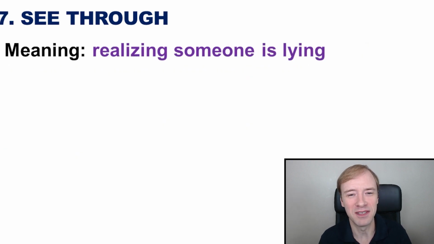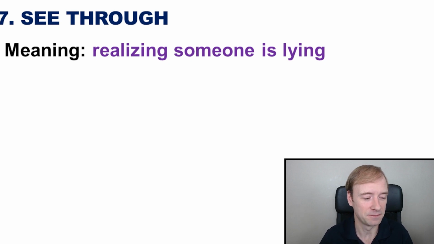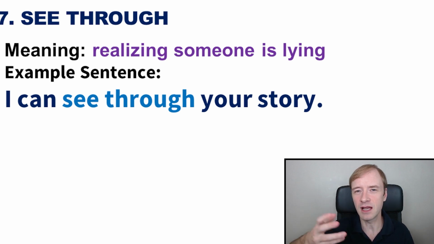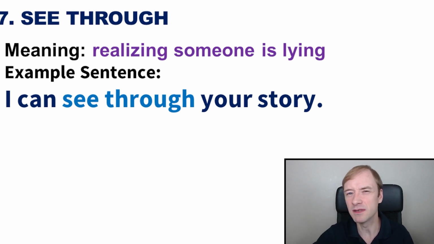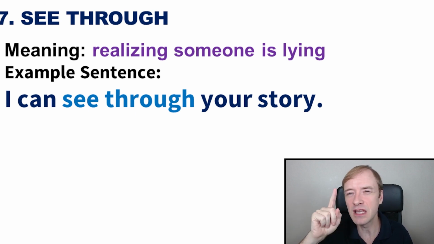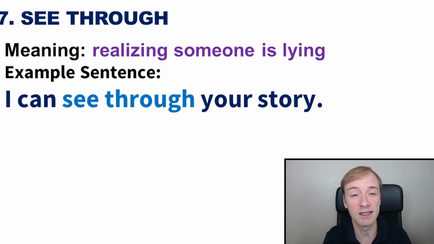Here's another meaning of see through: realizing someone is lying. So, example sentence: I can see through your story. So, you're telling me a story, and maybe there's many lies, many things that are not true. And if I say, I can see through your story, which means I see the lies, I see through it. All right, you cannot trick me. You cannot deceive me. I see through it.